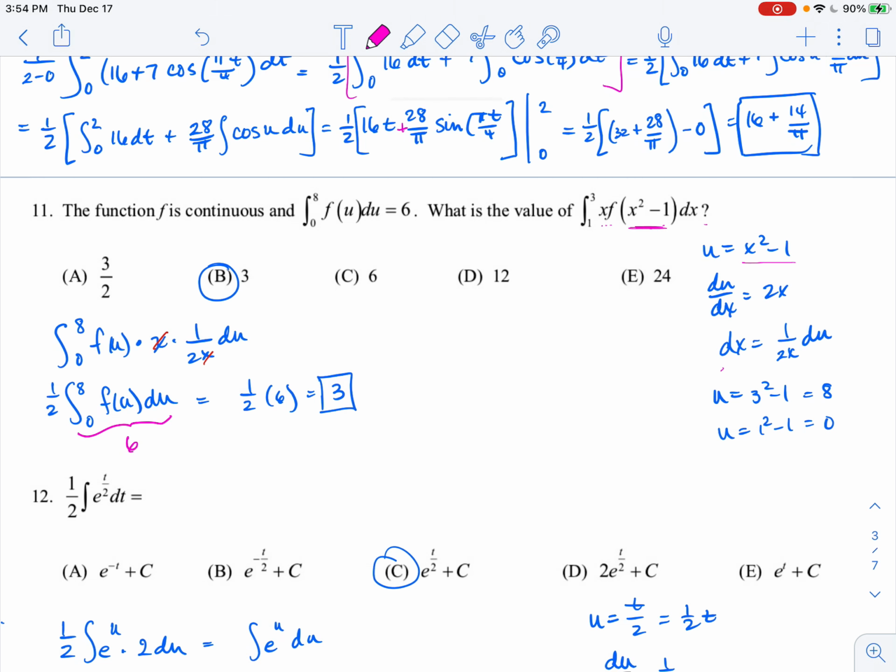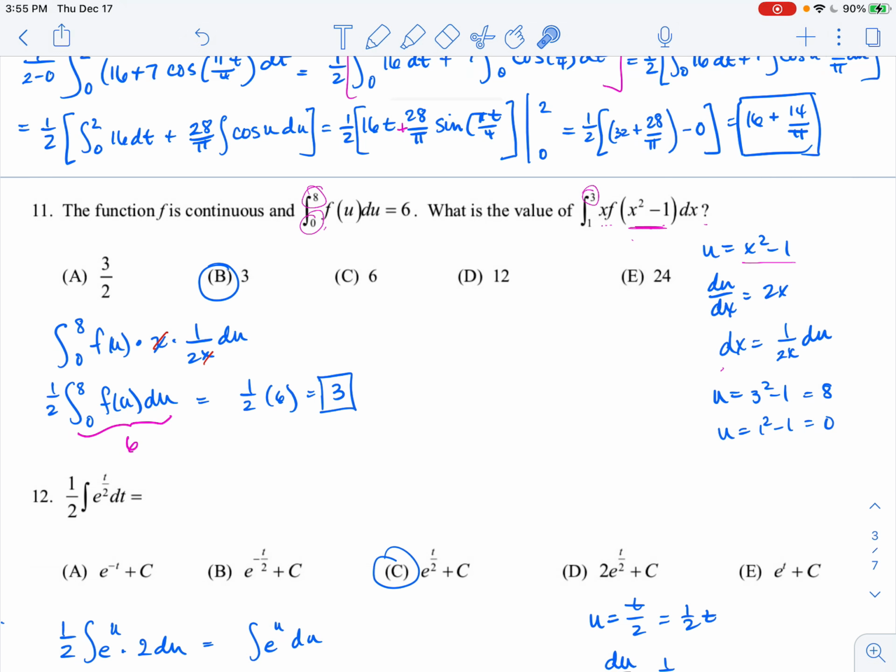Okay, so right here, we're in terms of u. Right here in the second integral, we're in terms of x. So first thing I want to do is go ahead and change my boundaries. And so if I let 3 be my upper boundary, and if I substitute that into the u equation, that's going to give me 8, and the lower boundary will give me 0. So I know I'm on the right track here.